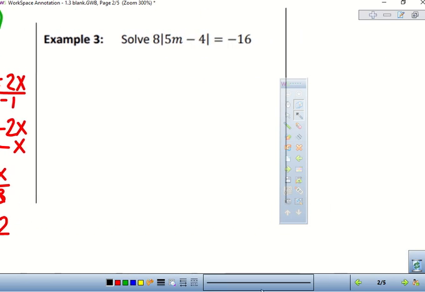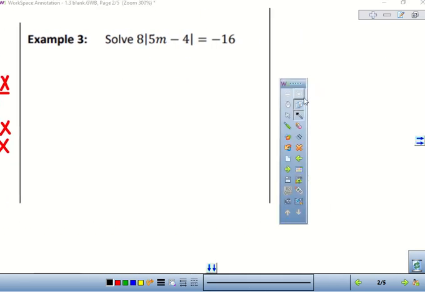So let's go ahead and try the next problem. Now in order to do this problem, we're going to have to isolate the absolute value. How do you suggest we do that?